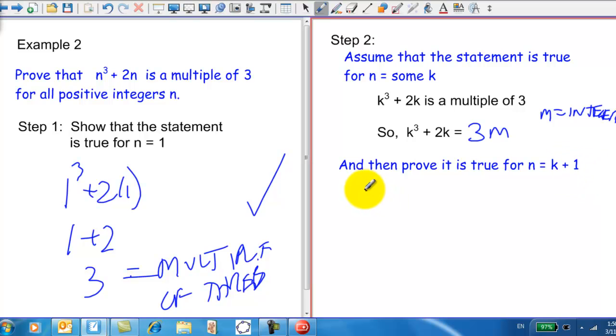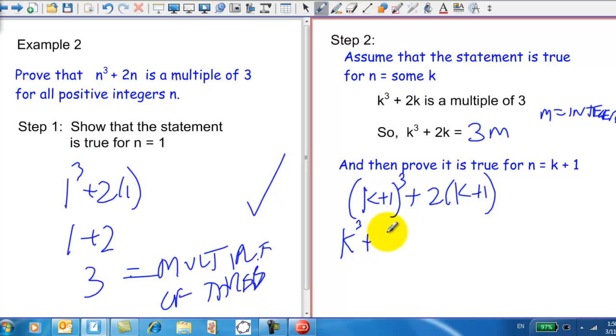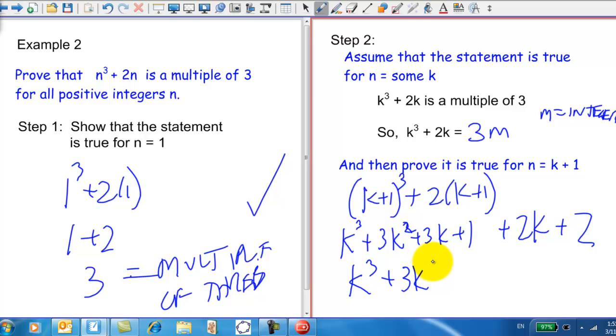So we put k plus 1 in the formula. We look at what is k plus 1 cubed plus 2 times k plus 1. And we start simplifying this, keeping in mind that we're going to replace k cubed plus 2k with 3m. So we start expanding this out. Remember, this is k plus 1 cubed, so it ends up being k cubed plus 3k squared plus 3k plus 1, plus 2k plus 2. So that's k cubed plus 3k squared plus 5k plus 3. Okay. And now we go on.